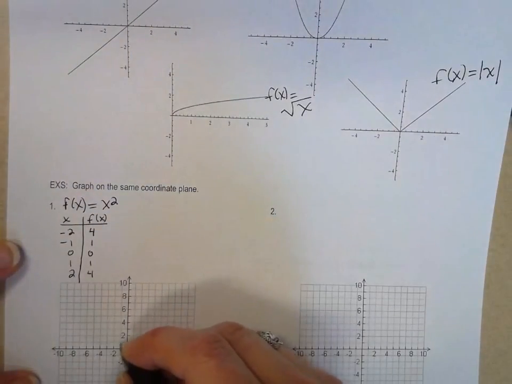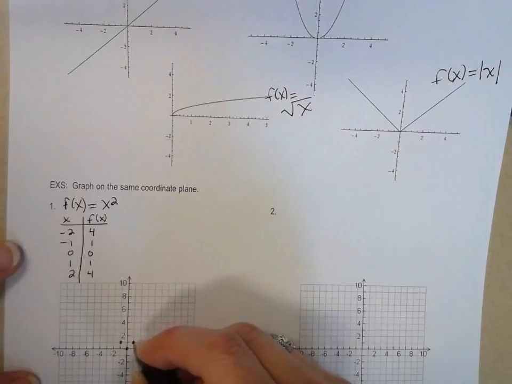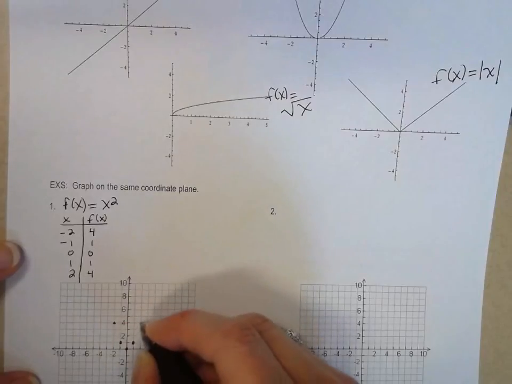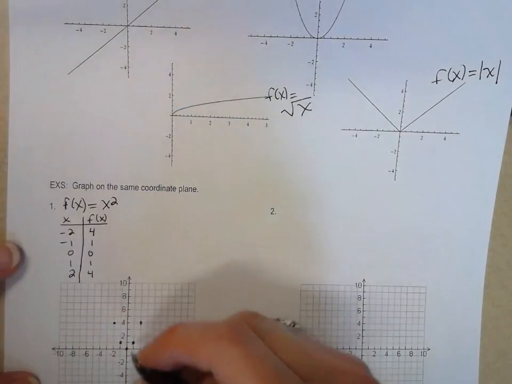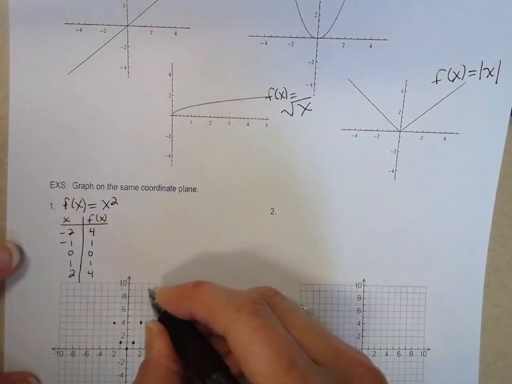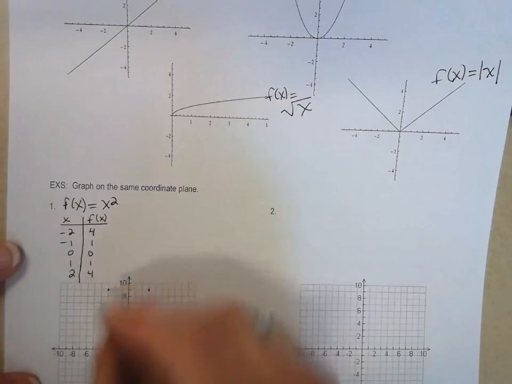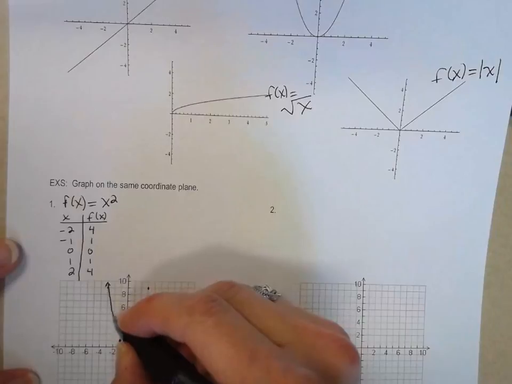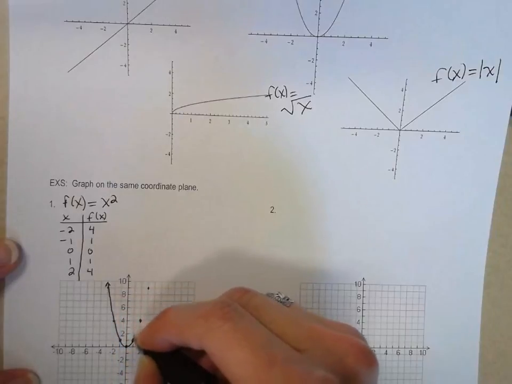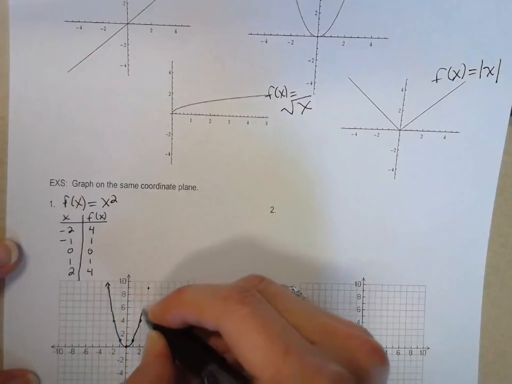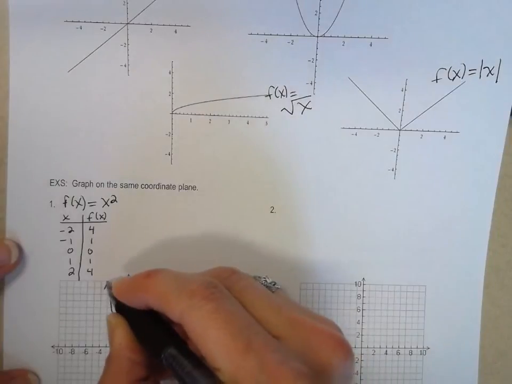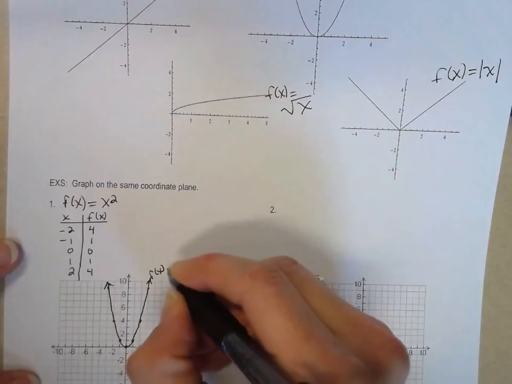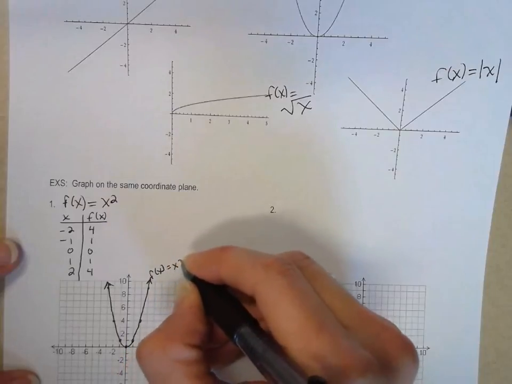So at 0, we're at 0. At negative 1 and 1, we're at 1. At negative 2 and 2, we're at 4. And if I kept going at 3, we'd square to get 9, and negative 3 squared would also be 9. So this is the basic original f of x equals x squared graph that we need to know the basic shape of at this point. This is our f of x equals x squared graph.